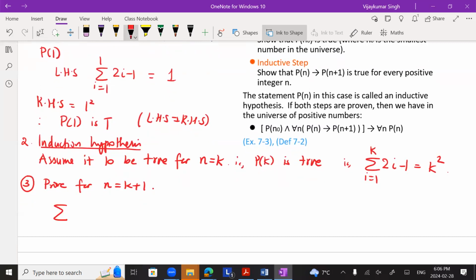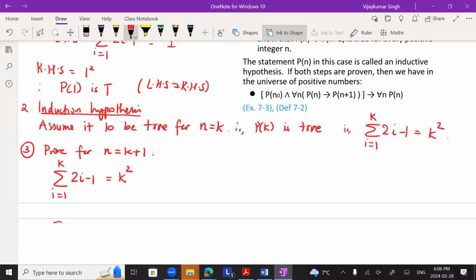So we have the summation i going from 1 to k of 2i minus 1 equals k squared. Now, what is the next term here? If I write k plus 1, how will that look? That's going to be the summation i going from 1 to k of 2i minus 1, and I want to add the k plus 1 term. So how will the k plus 1 term look? 2 times k plus 1 minus 1. This is the k plus 1 term, right?